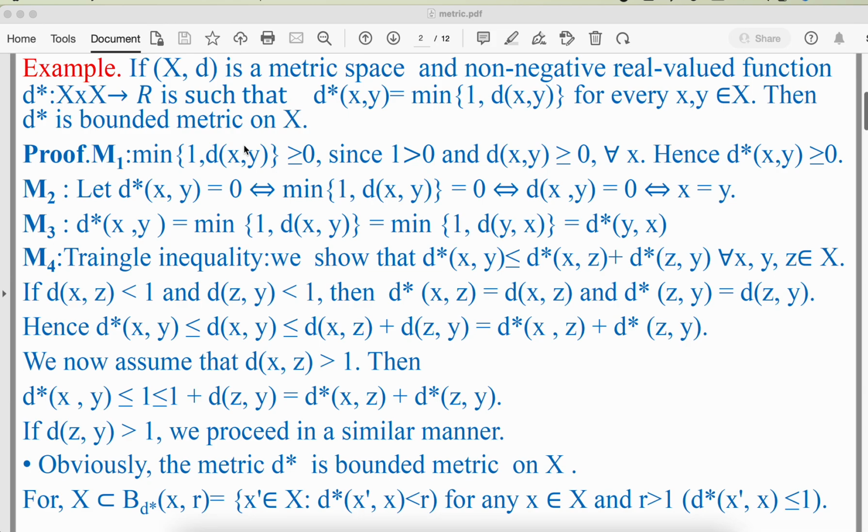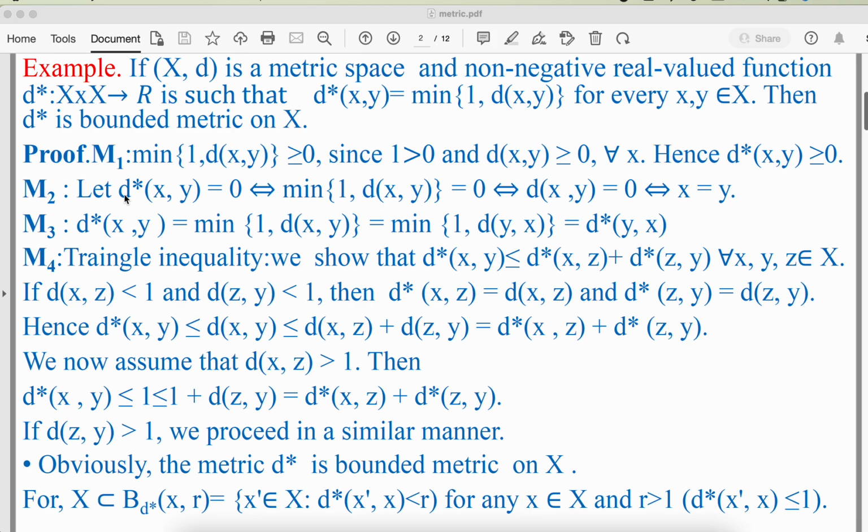So first one is, we know that 1 is greater than 0 and d(x, y) is greater than or equal to 0 because d is a metric on X. It means minimum of 1 and d(x, y) is greater than or equal to 0, and it means d star(x, y) is greater than or equal to 0. So first condition is satisfied.